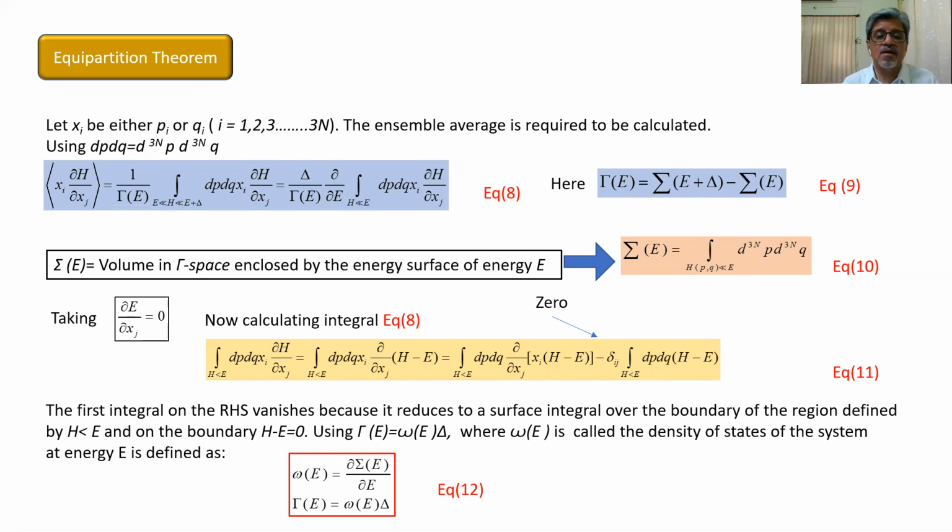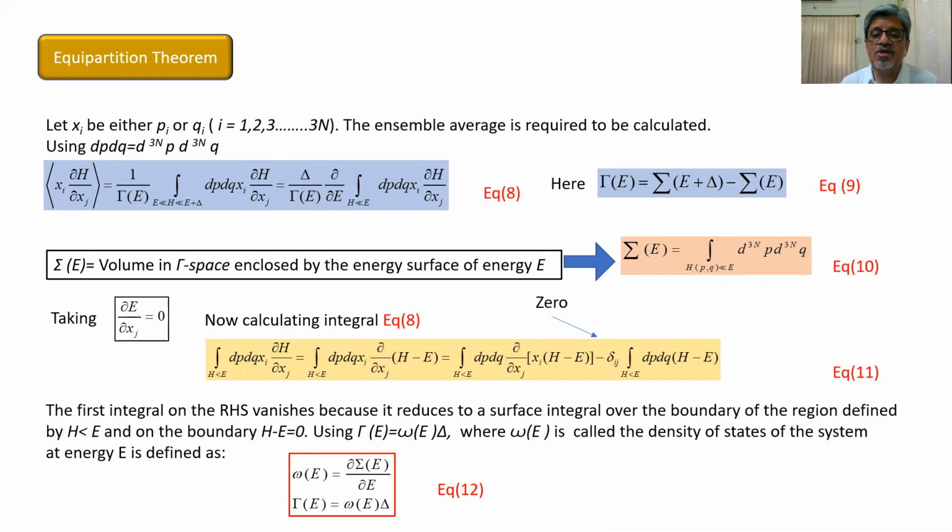So using Gamma(E) equal to Omega(E) delta, where Omega is called the density of states of the system at energy E, which is defined as the density of states Omega(E) equal to del Sigma(E) by del E. And Gamma(E) is again represented by Omega(E) delta. These are represented by equation number 11.